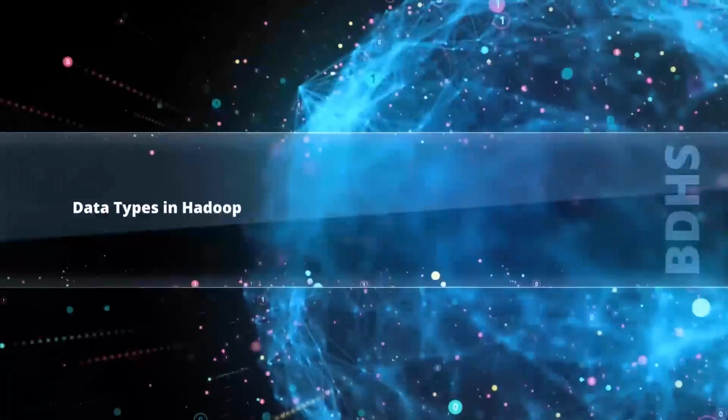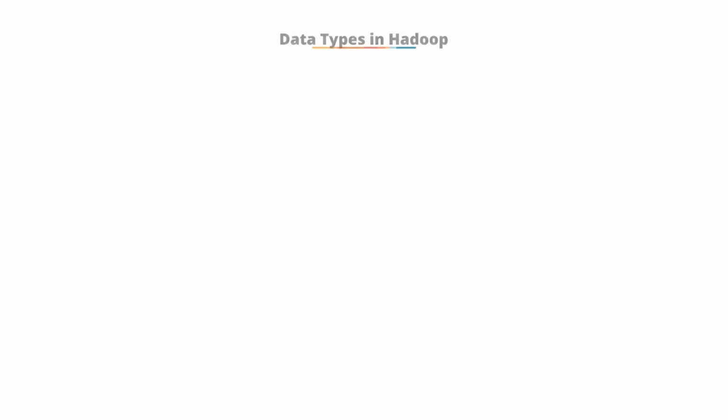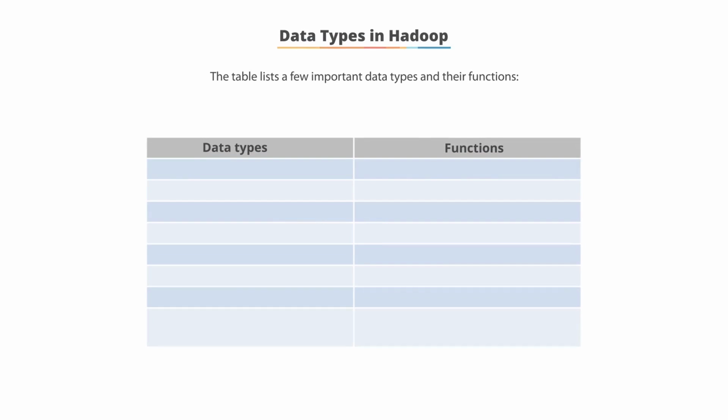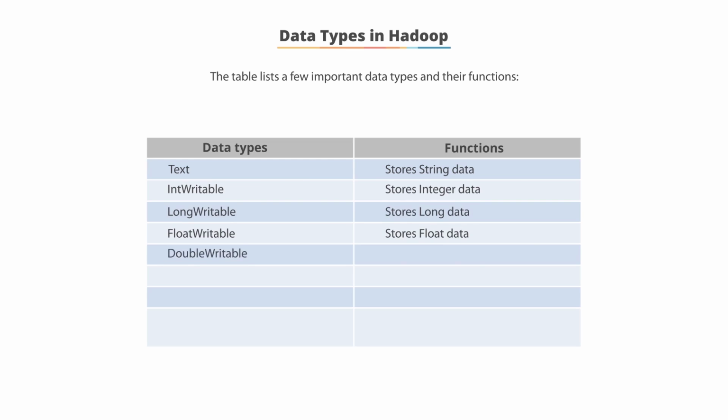Data types in Hadoop. The first data type is Text. The function of this data type is to store string data. The IntWritable data type stores integer data. LongWritable, as the name suggests, stores long data. Similarly, other data types are FloatWritable for storing float data and DoubleWritable for storing double data.